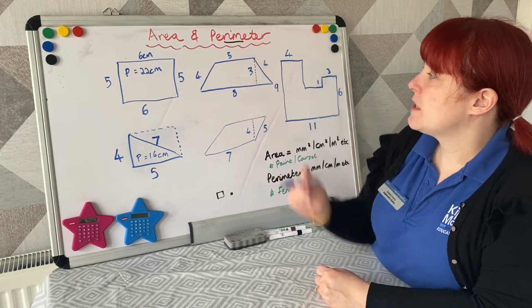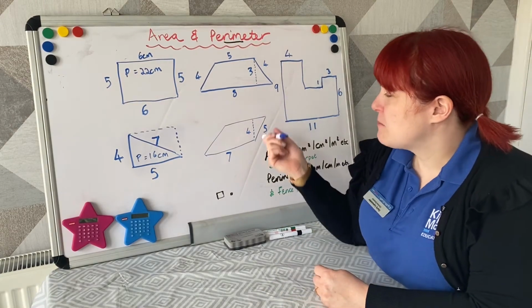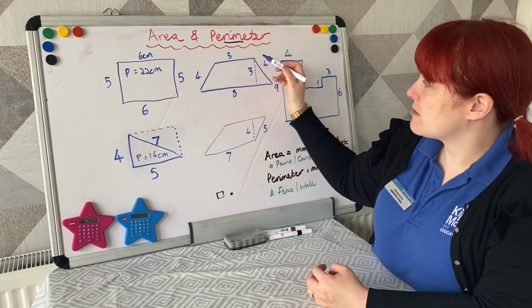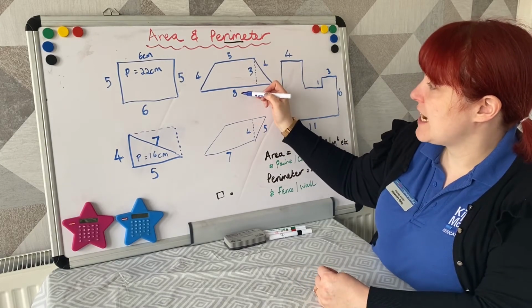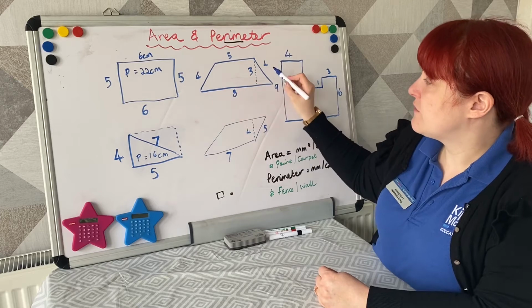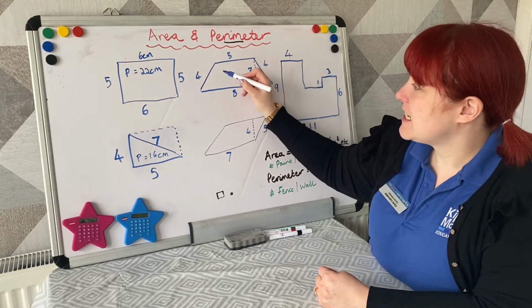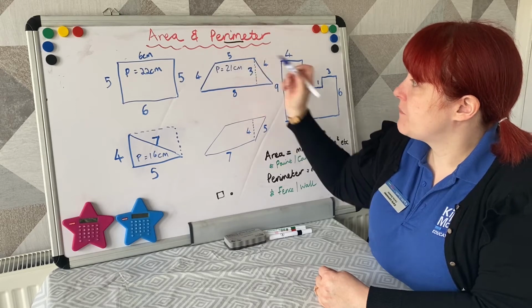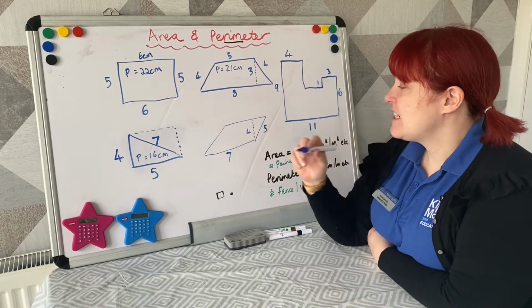Okay, this one here. Now you'll see there's extra measurements on some of these, and we'll come to those in a minute, but for the sake of perimeter, it's round the outside. So we're going to do 5 add 8 is 13, 4 add 4 is 8, 13 add 8 is 21. And that's that one. This one here, again, we need around the outside.